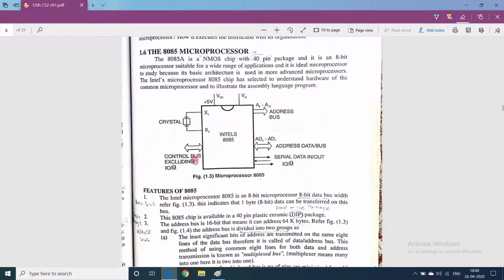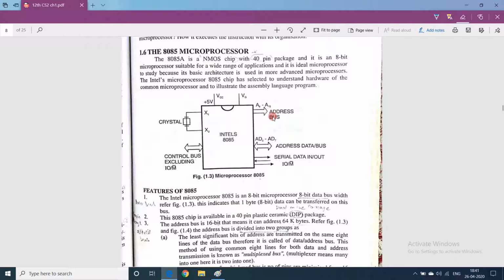This is a simple basic diagram of microprocessor 8085. It has got crystal X1, X2. These are the pins. As I had told you, it has got 40 pins, 20 pins on the left side and 20 pins on the right side. Of course, it requires power supply and ground. Crystal X1, X2 is for the clock. The processor has its own crystal clock, X1, X2.